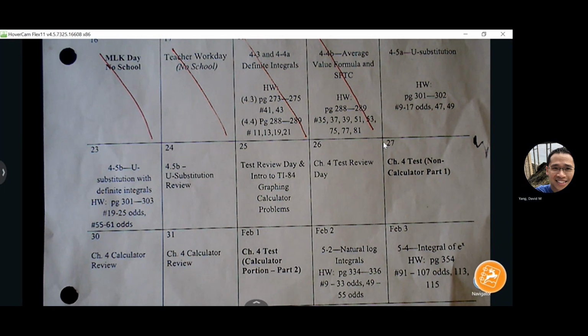Okay. So let me do a little bit of review with U substitution, and then we'll talk about change of variable, and we'll look at U substitution with definite integrals and a little bit more notes that I have for us.